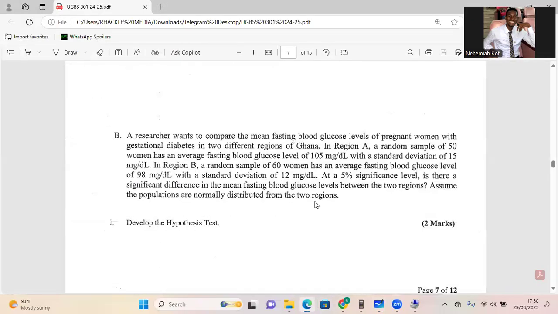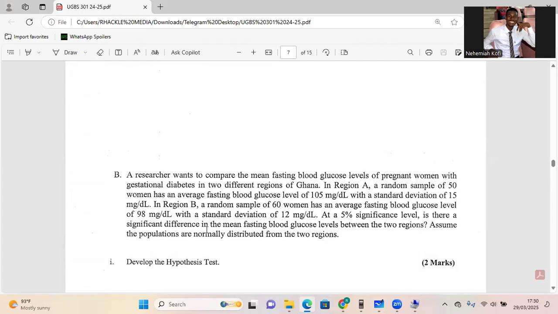Were they asking of glucose? Okay, there is a difference. There's a significant difference in the mean fasting blood glucose level between the two regions at 5% level of significance. So that's what you're going to write. So the decision is to reject H0. And the conclusion is that there is a significant difference in the mean fasting blood glucose levels between the two regions at a 5% significance level. Then you are done. Do you get it? All right.